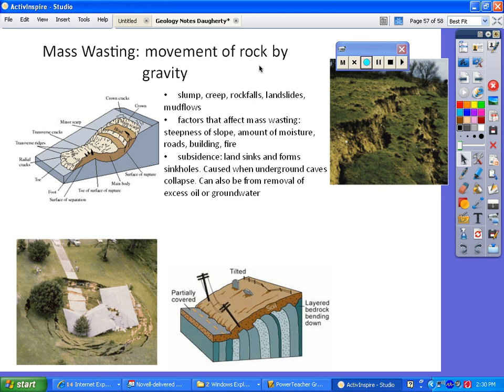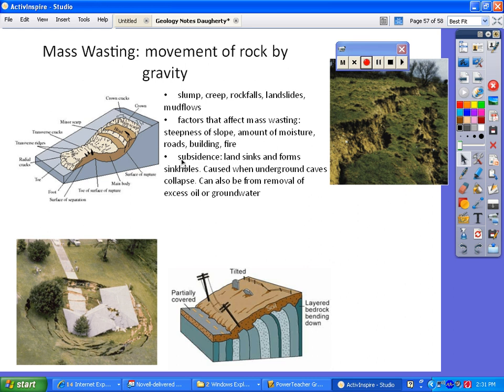Okay, another type of natural hazard is called mass wasting. This is going to be movement of rock by gravity. So it says examples of this could be slumps, creeps, rock falls, landslides, and mud flows. We have lots of good pictures of all of these. Here's some good pictures of this, just either a mudslide or a landslide. Gravity pulling down all this excess land. We have the same thing happening here. Factors that would affect this would be how steep that slope is, how much moisture we have in the ground, how many roads and buildings are in the area, and any fires that have occurred recently.